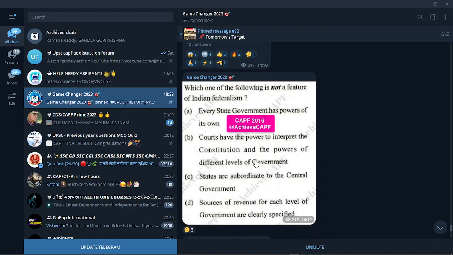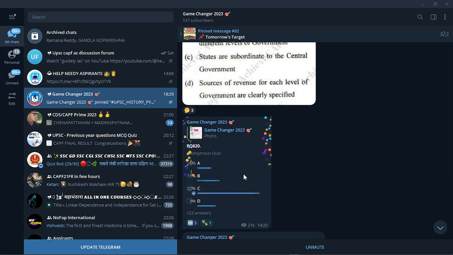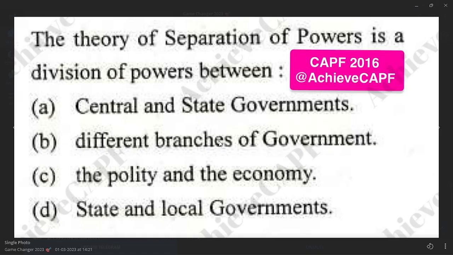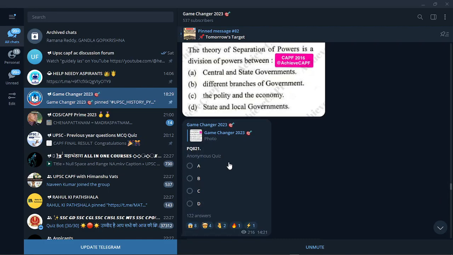That is what it is. It is not subordinate. The theory of separation of power is a division of power between central and state government, different branches of government, the polity and economy, state and local government. B. Executive, legislature, and judiciary.